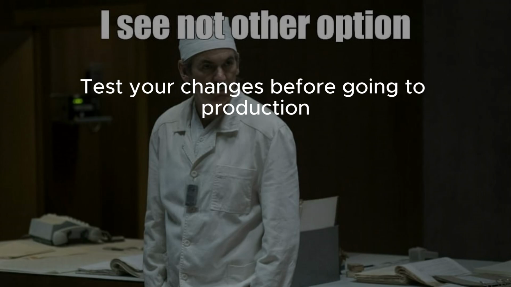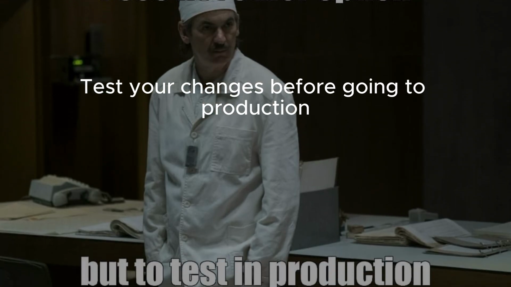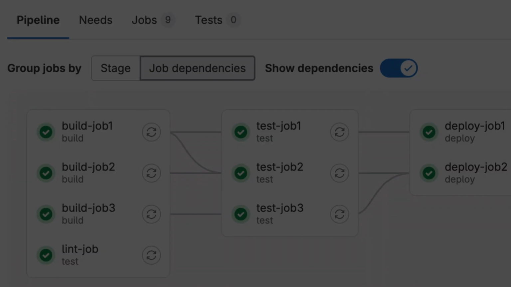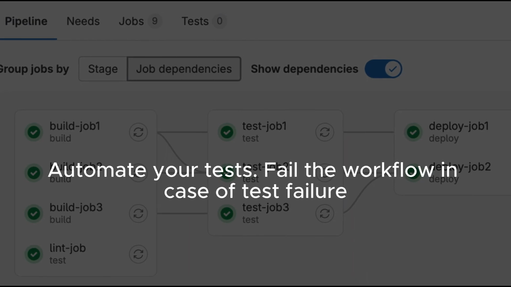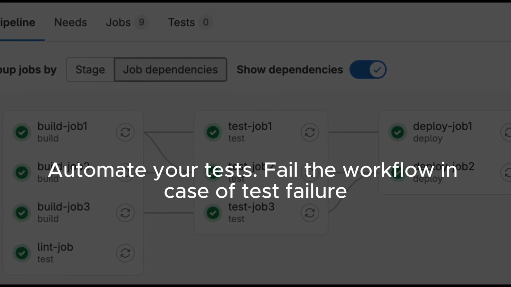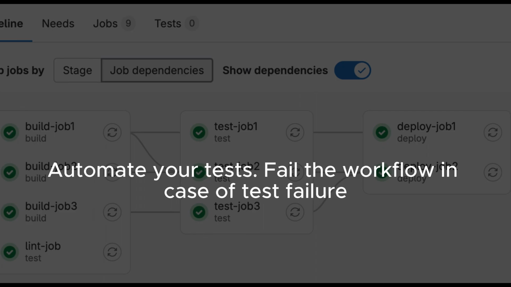Test your changes before going to production. Having separate environments for development and testing is the best practice. Automate your tests. Fail the workflow in case of test failure.